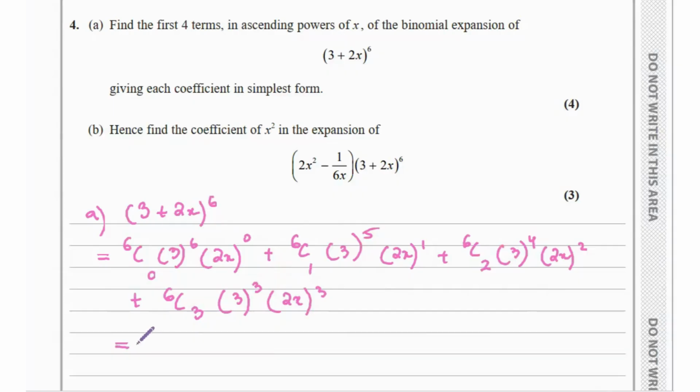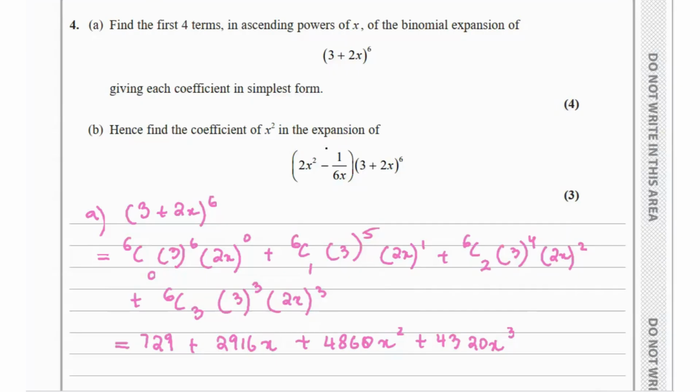So that gives us a value of 729 plus 2916x, then plus 4860x squared, and then plus 4320x cubed. These are the first four terms. Simple as that. For this, you just need to remember the binomial expansion. Put the values, the a value, the b value, the n value, and the r value. N is 6. R is going to be 0, 1, 2, and 3. A is 3. B is 2x. Put in the expansion formula and then just solve in the calculator.